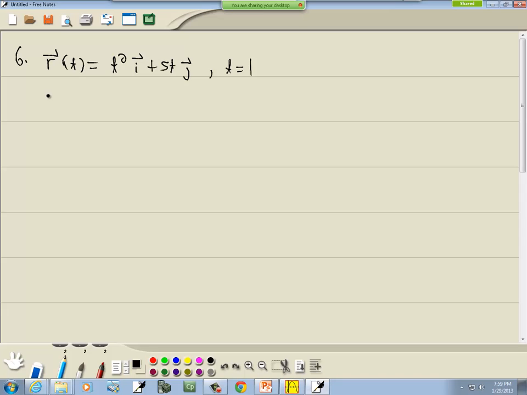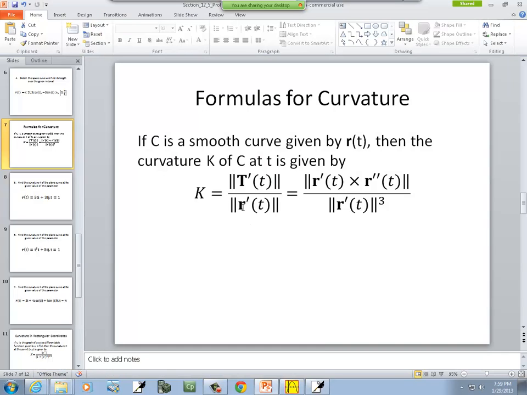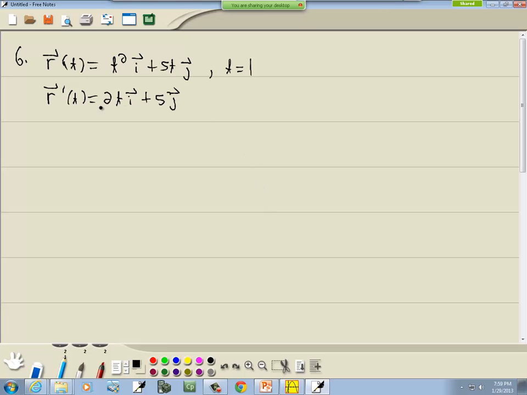Okay, so we need to find r prime. Well, the derivative of t squared is 2t i plus the derivative of 5t is 5j. Now our formula is not just r prime, but it's the magnitude of that. So the magnitude of r prime of t is going to equal the square root, and I'll take each one of these component functions and square them. So I've got 2t squared plus 5 squared, which gives us the square root of 4t squared plus 25.